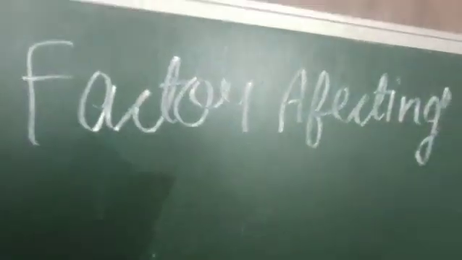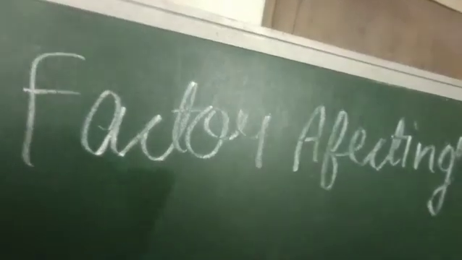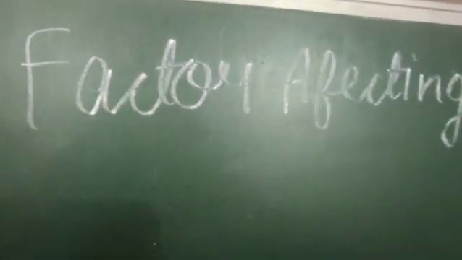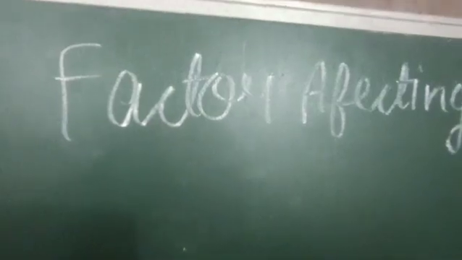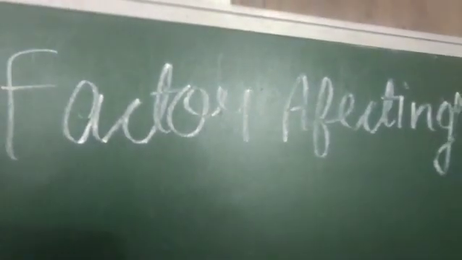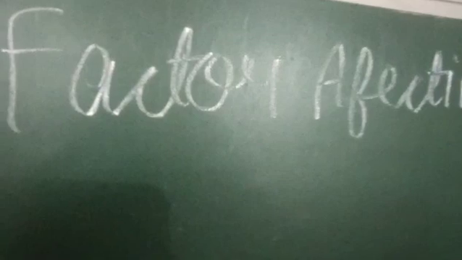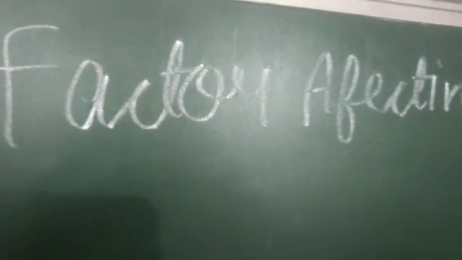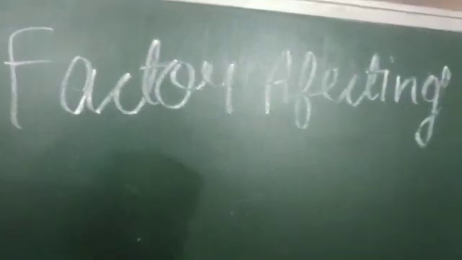Now, factors affecting photosynthesis. Photosynthesis has some factors, so we will study them. Number 1 factor is light, second is temperature, third is water, fourth is chlorophyll, and fifth is carbon dioxide. We have already learned about light, water, chlorophyll, and carbon dioxide. There is only one factor that we have not discussed, that is temperature.